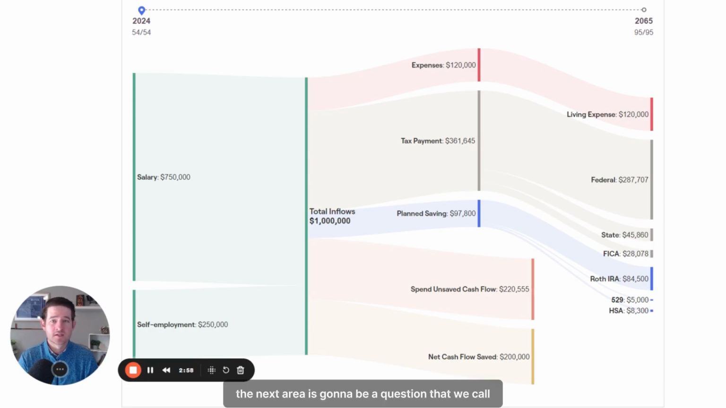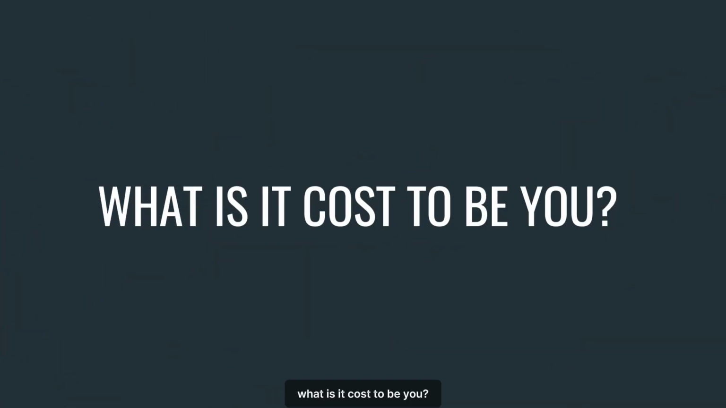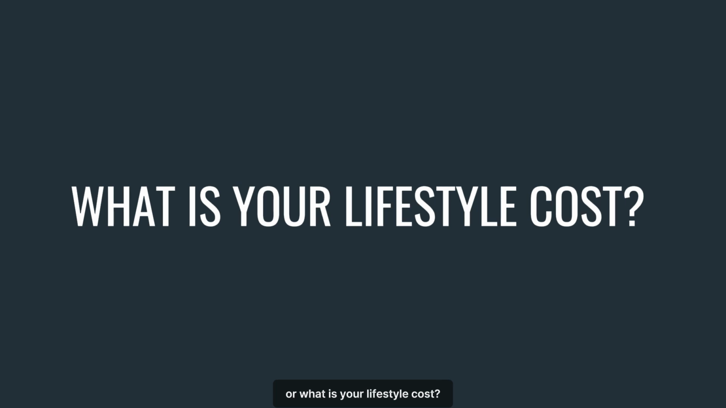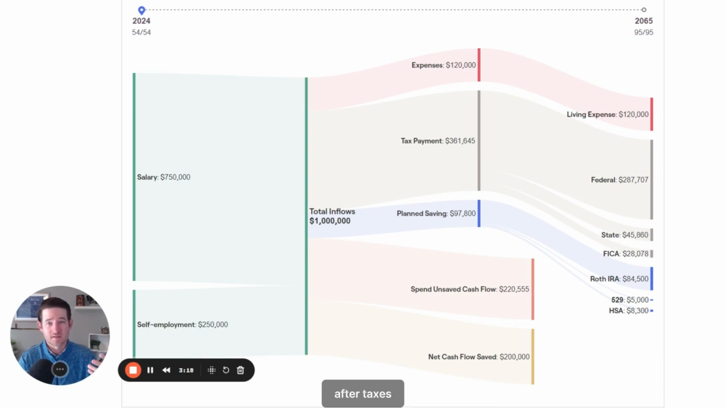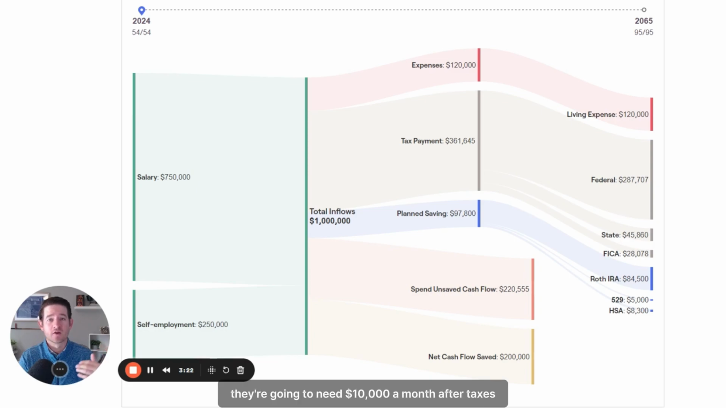The next area is going to be a question that we call, what does it cost to be you? Or what is your lifestyle cost? That's the top bar you can see up there in the red, which we call expenses or living expenses on the right-hand side. And in this situation, what we're going to do is we're going to assume that this individual is spending $10,000 a month after taxes. So for them to continue living their lifestyle, they're going to need $10,000 a month after taxes in their bank account in order to fund all the things in their lifestyle.